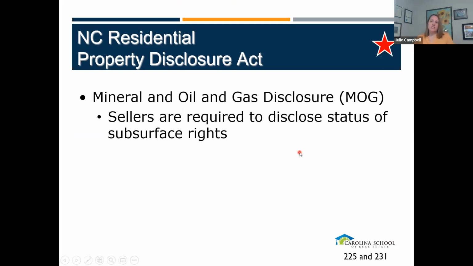When we get into Unit 10, our offer to purchase and contract, we're going to see some other addenda and amendments. So Unit 10 is kind of our forms unit. There's a place in the offer to purchase and contract for the buyer to acknowledge receipt of both the RPODs and the MOG. So the buyer has to check a box and say, yes, I've received it, or no, I haven't. But again, as agents, it's our job to facilitate that, to get them that information.